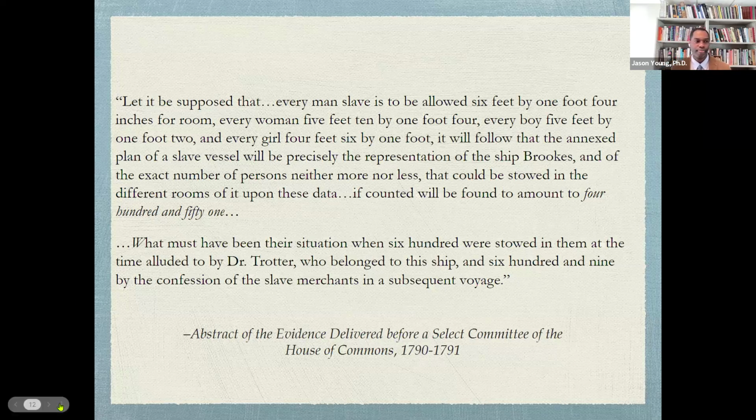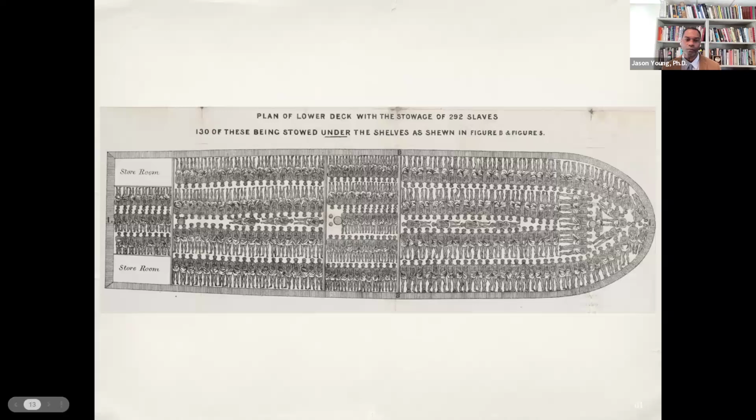Next slide, please. Here are other examples of the same plan. This is much of what you've seen before. I'm just zooming in to give you a better sense of it.